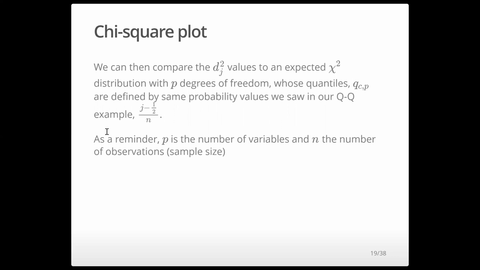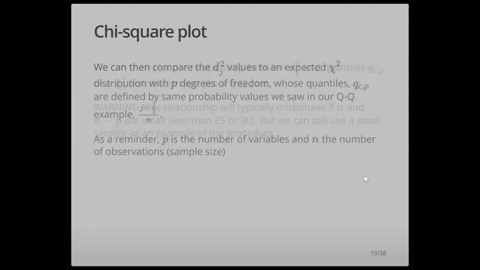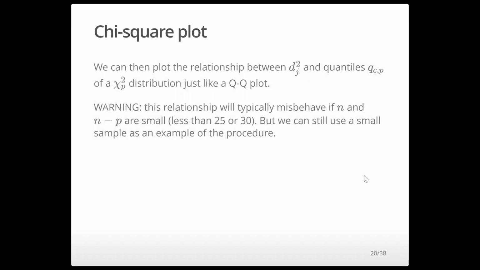And so we're going to do essentially the same thing. We're going to get quantiles for our chi-squared distribution defined by the same probability, (j - 1/2)/n. This is exactly what we saw in the univariate case. The main difference here is that we are using the chi-square distribution with p degrees of freedom, where p is the number of variables, and of course n is the sample size.